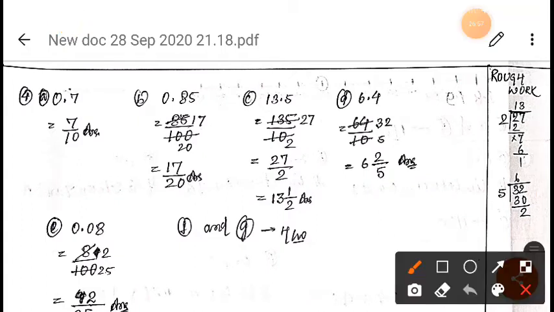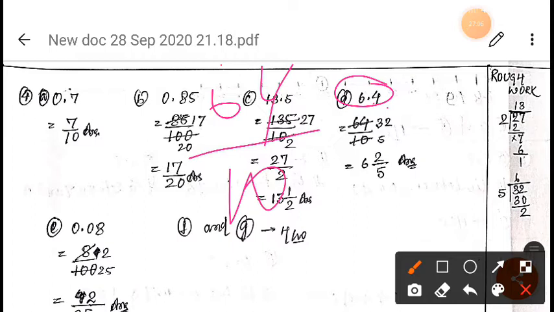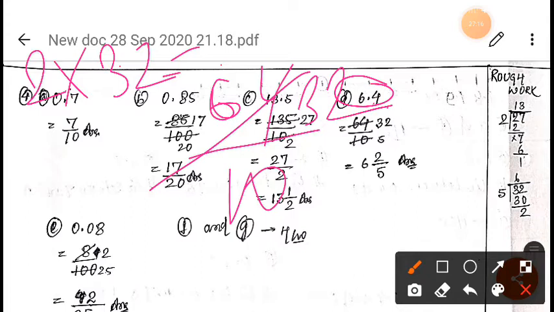Now question number D is the same. As you can see, 6.4 is there. So how can we write? 64 by, after the point, how many digits? One digit only, so it is 64 by 10. Okay, so when you divide this by a multiple of 2, you will get 32. 2 into 32 is equal to what? 64.